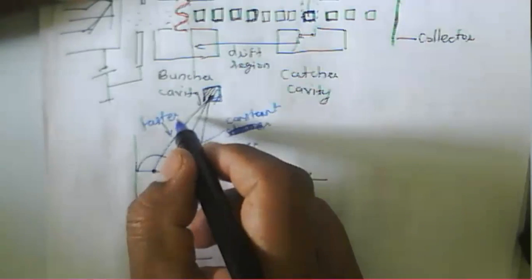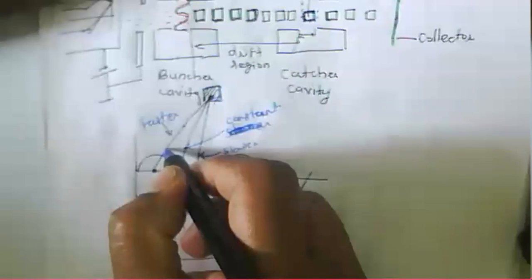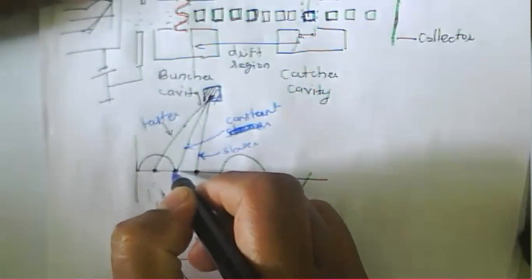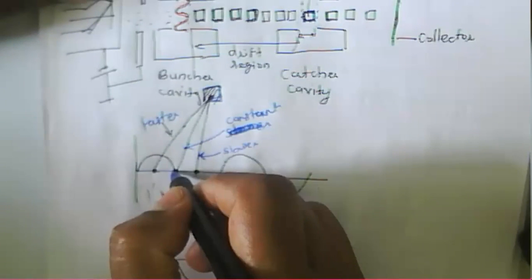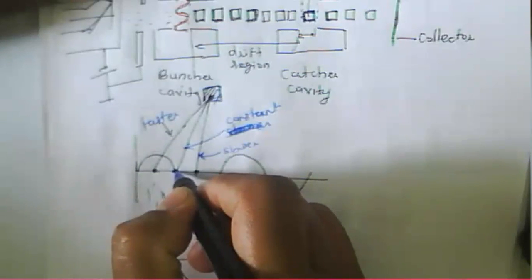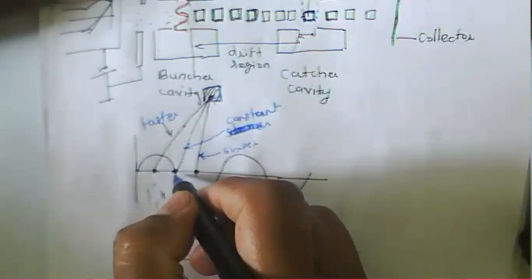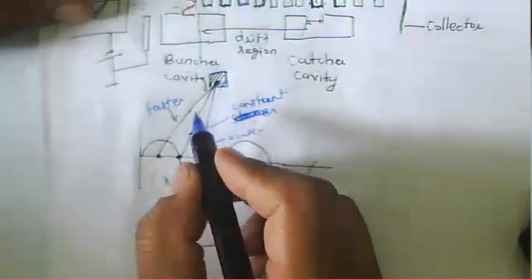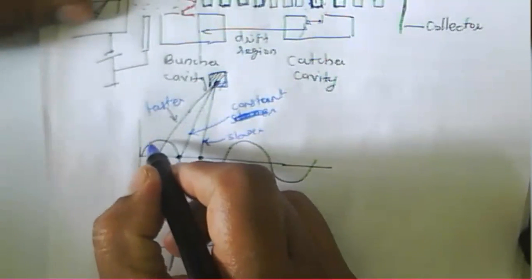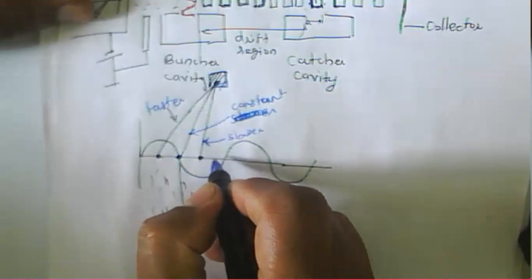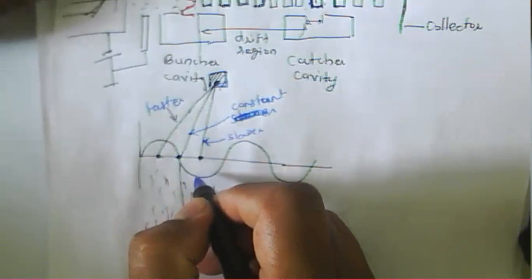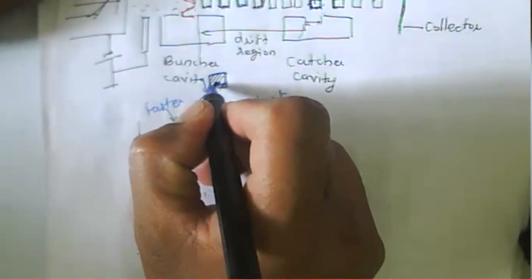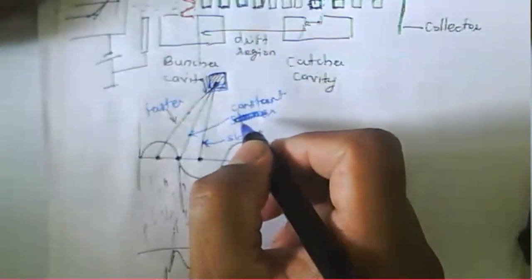So here the electron is moving faster, and here it is slower. And those electrons at the position where the RF signal is zero keep a constant velocity. They will not change their velocity. Only in the positive half cycle will they move faster, and in the negative half cycle they will move slower. And then, when moving faster and slower, at some particular point they will form bunches.